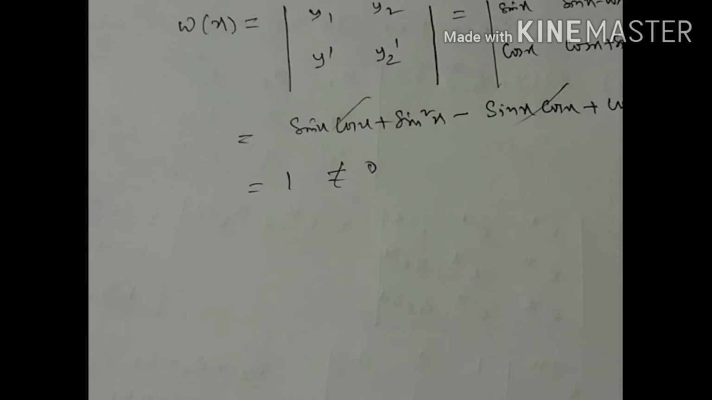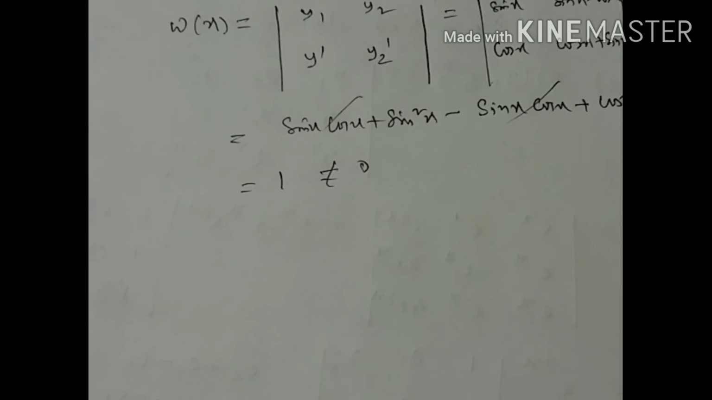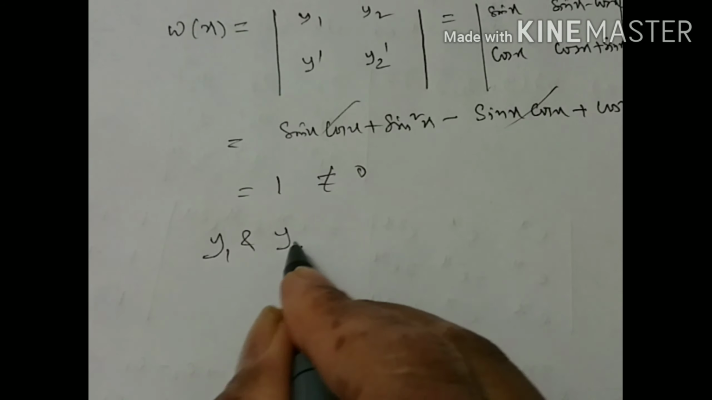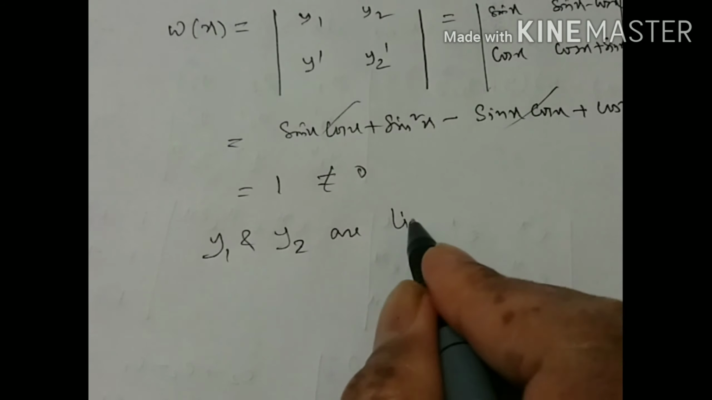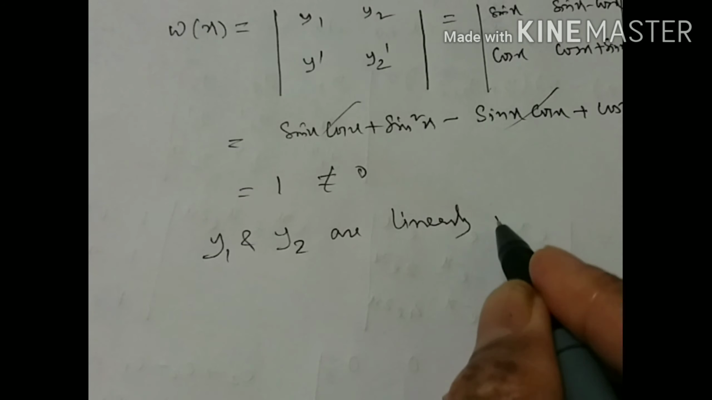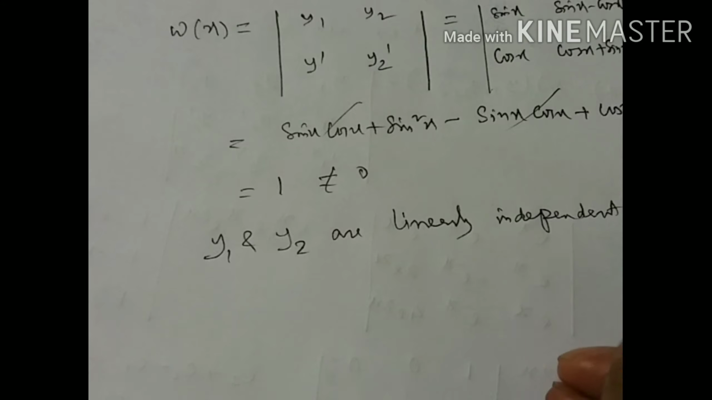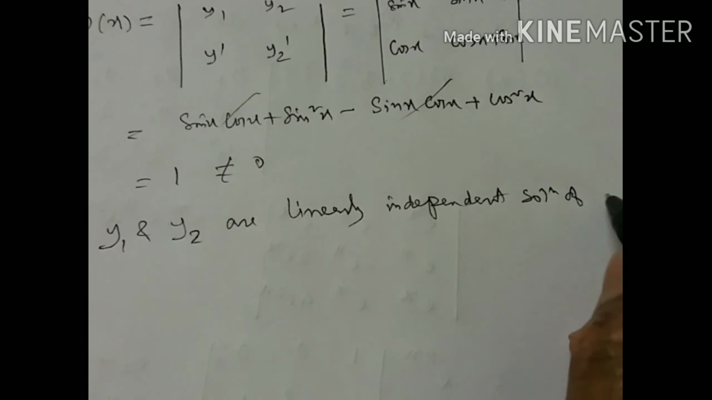So we can say that y1 and y2 are linearly independent solutions of 1.